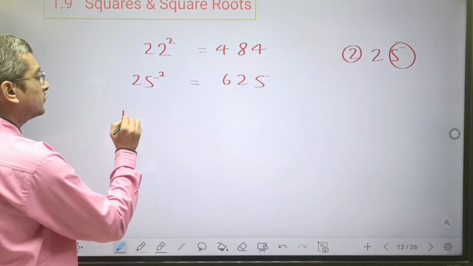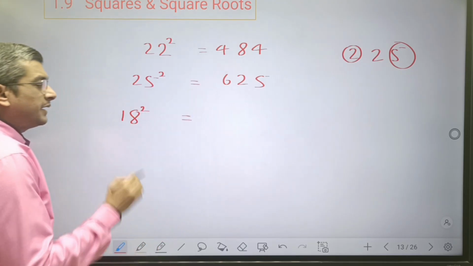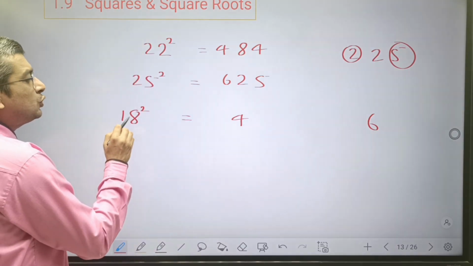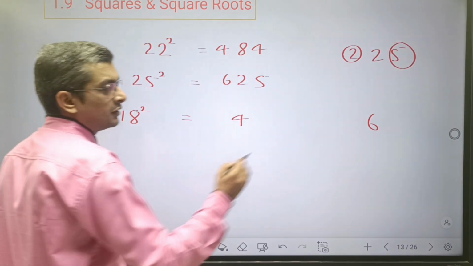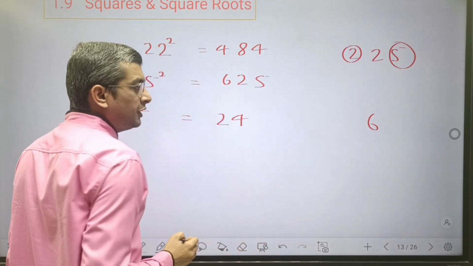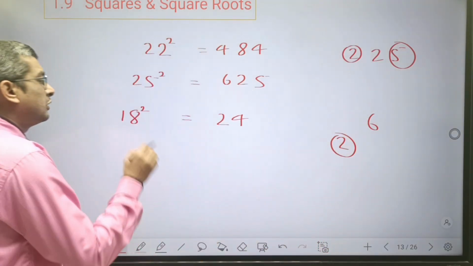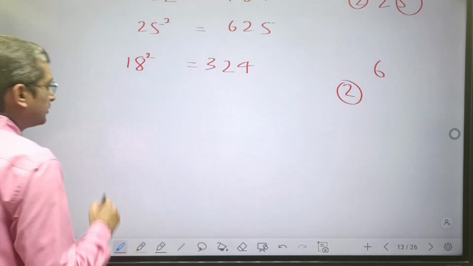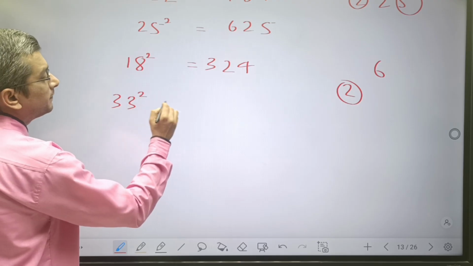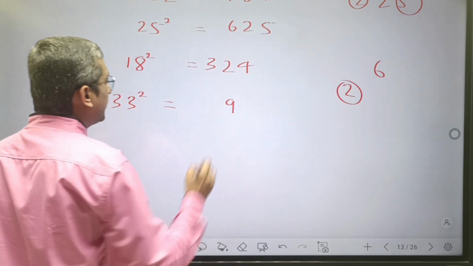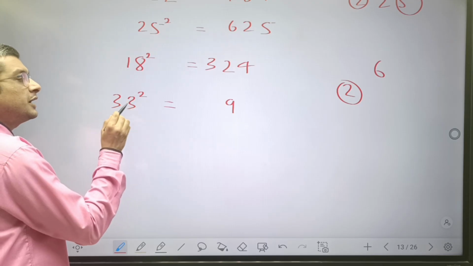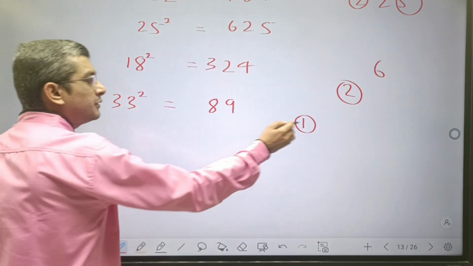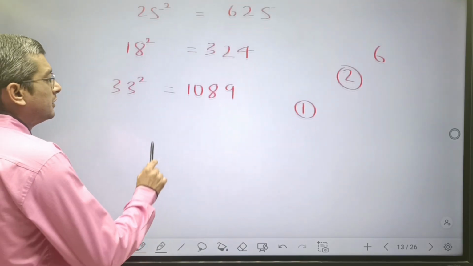Suppose you need to find 18 square. First step, 8 square is 64. Carry 6. Second step, 1 into 8, 8 into 2, that is 16. 16 plus 6 is 22. Again carry 2. Now the last step, 1 square is 1, plus 2, 3. Next example, suppose 33 square. 3 square is 9. Then 3 into 3 into 2: 3 threes are 9, 9 twos are 18. Carry 1. Then 3 square is 9, 9 plus 1 is 10. So 1089. Now 42 square.